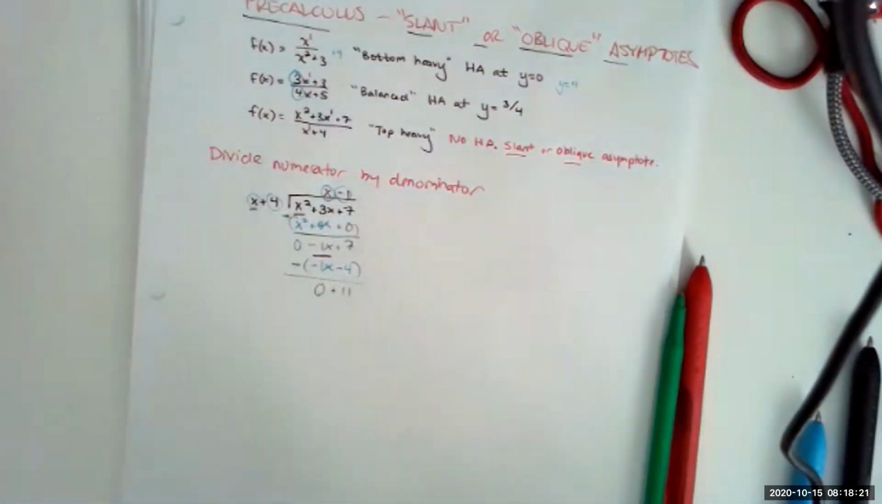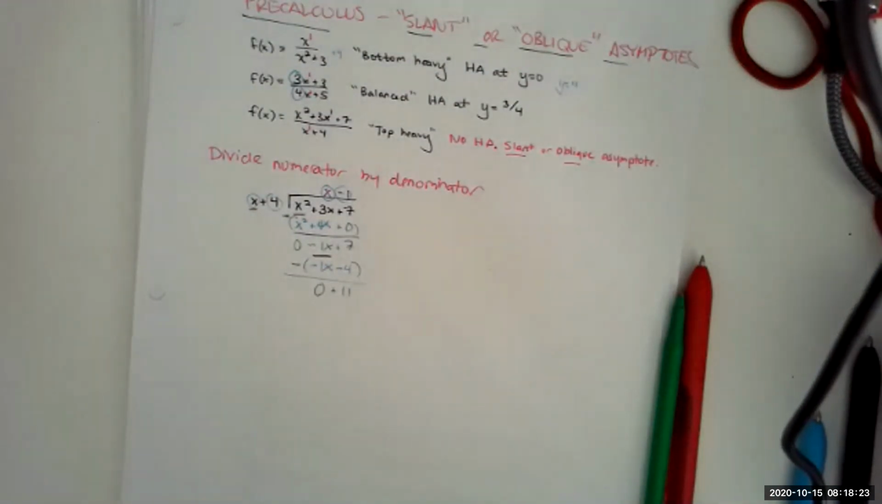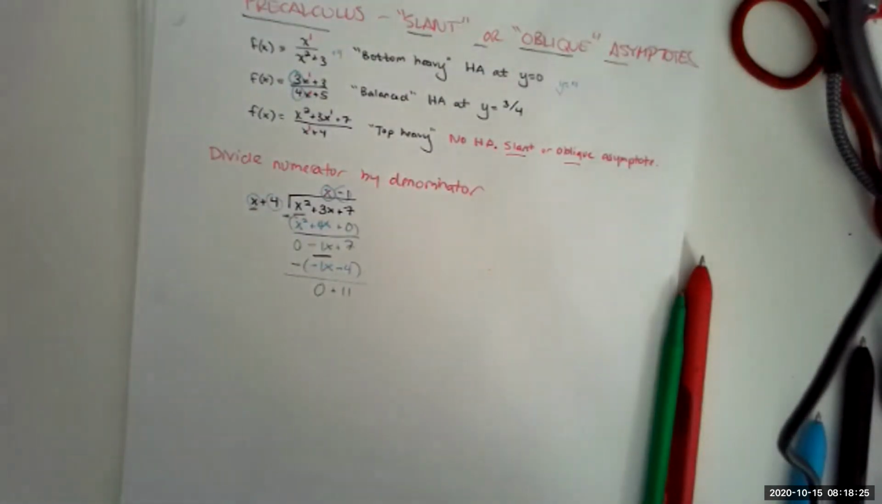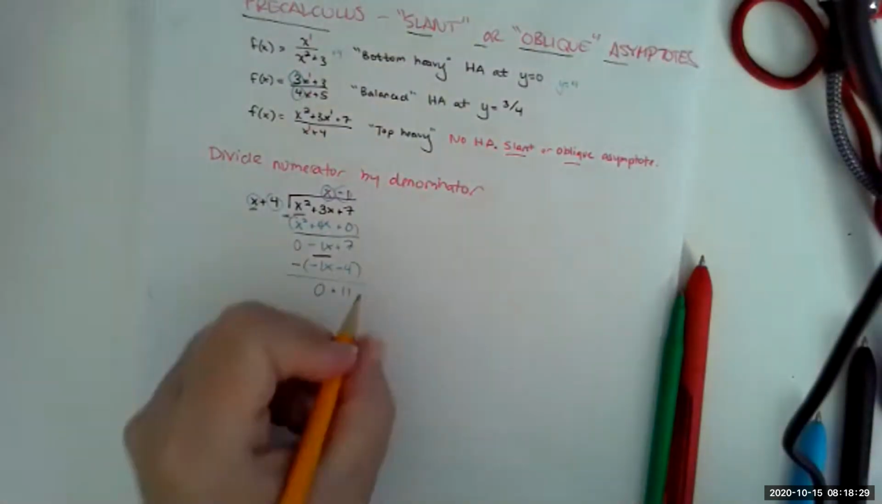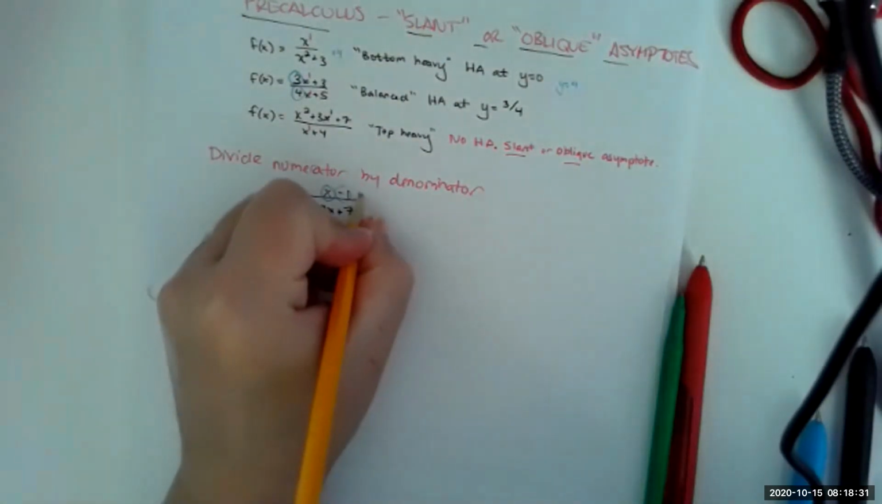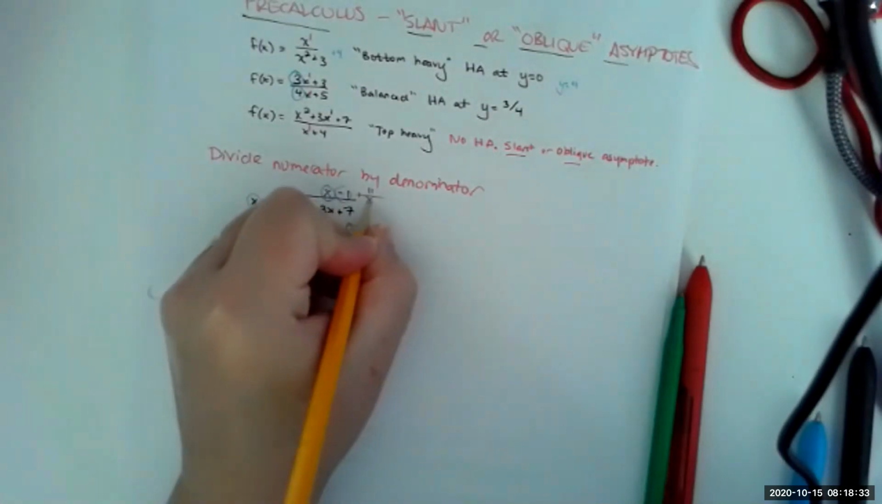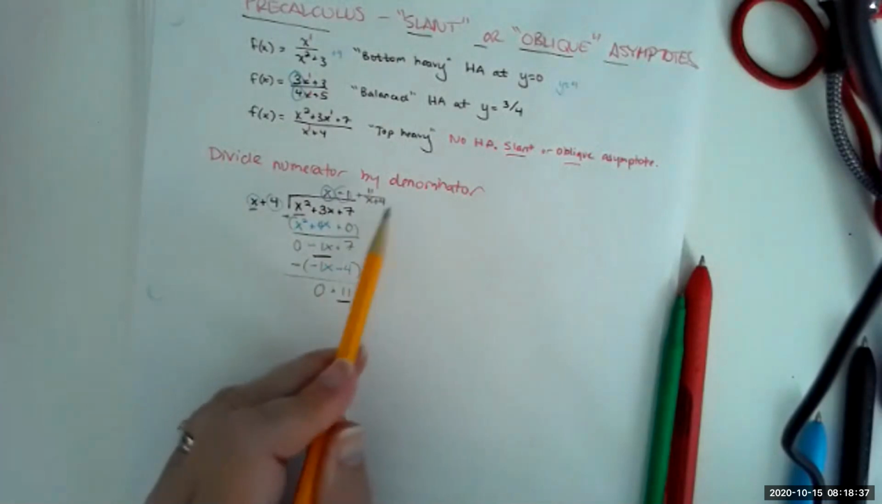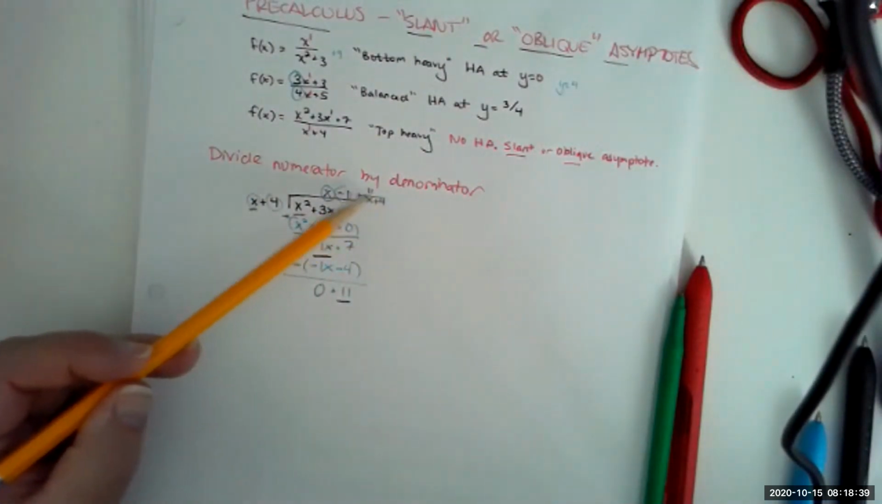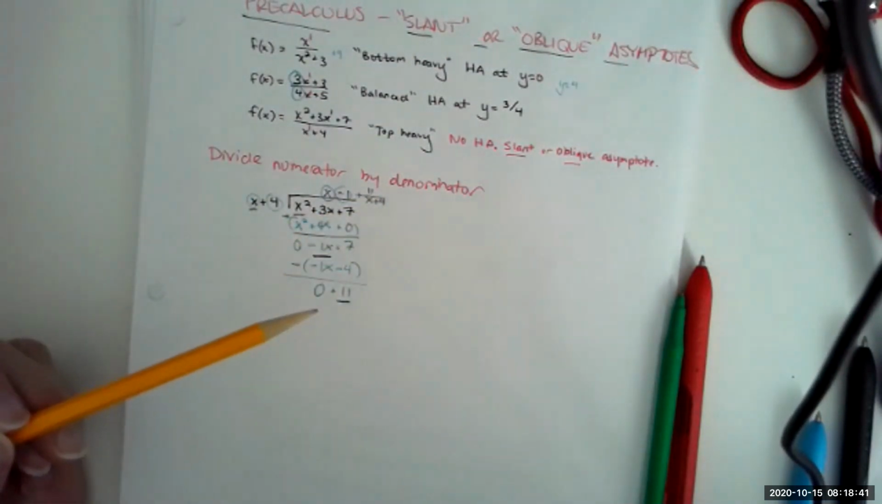So what we're going to say is that we have a remainder here, a remainder that we can't really do any more work with. And that remainder is 11 divided by x plus 4. We would divide if we could, but there's nothing that this will simplify to, okay?